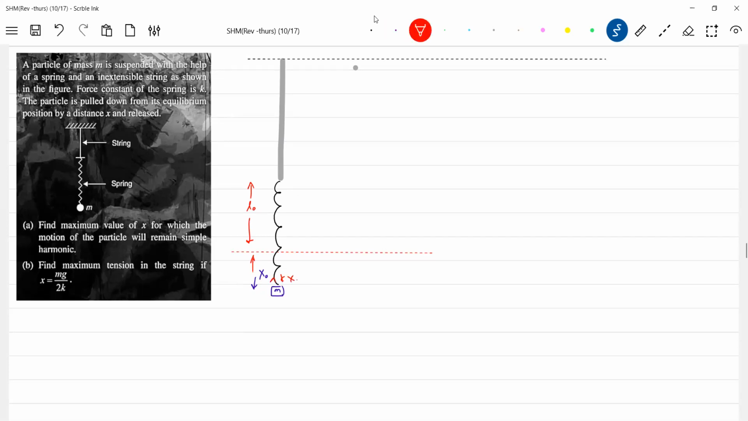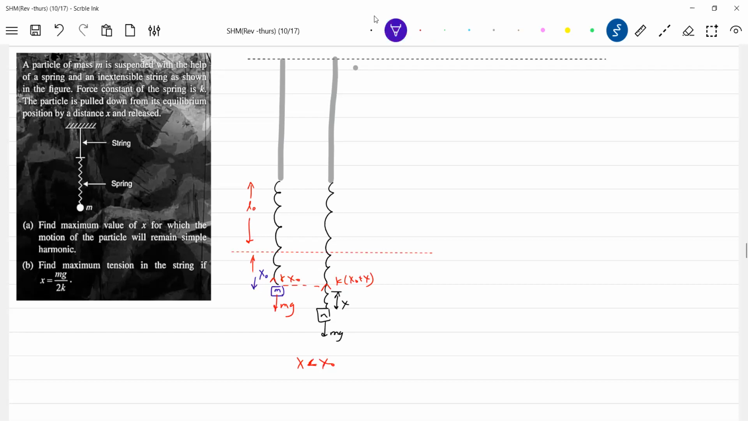So Kx naught, this is mg. If I pull the block, I'm going to stretch it by distance x. So how much spring force will add? Kx naught plus x. If this x is less than x naught, okay, fine. It's going to execute SHM. If x is less than x naught, we'll see.